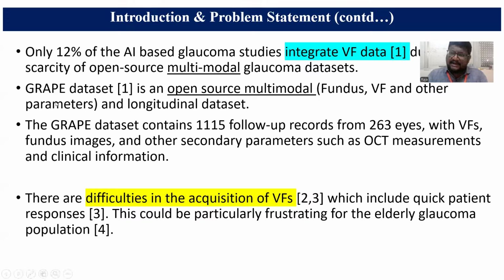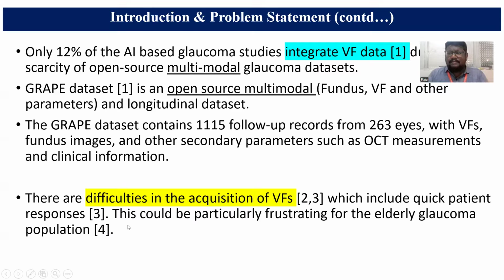With the availability of data sets like GRAPE in recent times, there are 1,115 follow-up records from 263 eyes. Follow-up records means this data set is also longitudinal. As of now, we are not going into longitudinal analysis. We are only restricting ourselves to the synthesis of visual field from fundus images, and of course other secondary parameters are also there. We will see the data set description in detail.